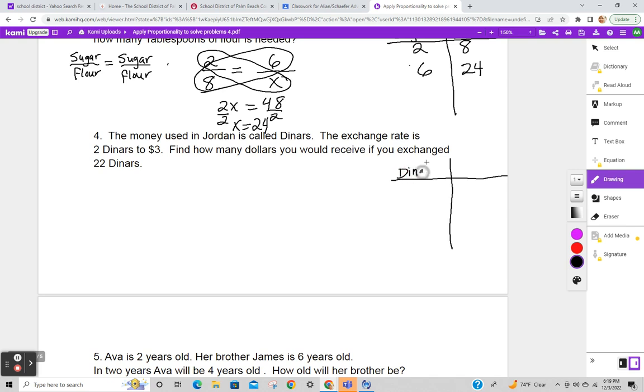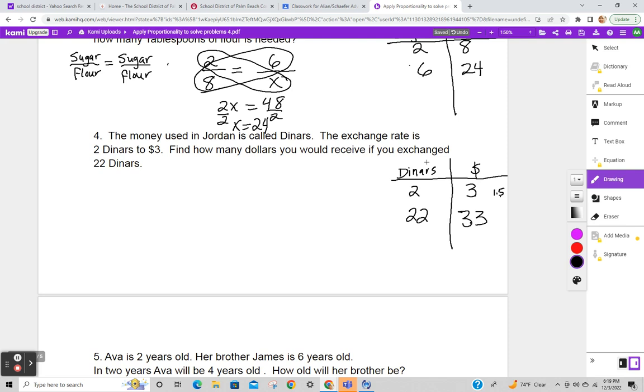Dinars, dollars. So if you have 2 dinars, that'll get you $3. If you have 22 dinars, how much will that get you? Well, let's find the unit rate. 3 divided by 2 is 1.5. That's the unit rate. All right, so 22 times 1.5, the unit rate, that'll be $33. So 22 dinars will get you $33.